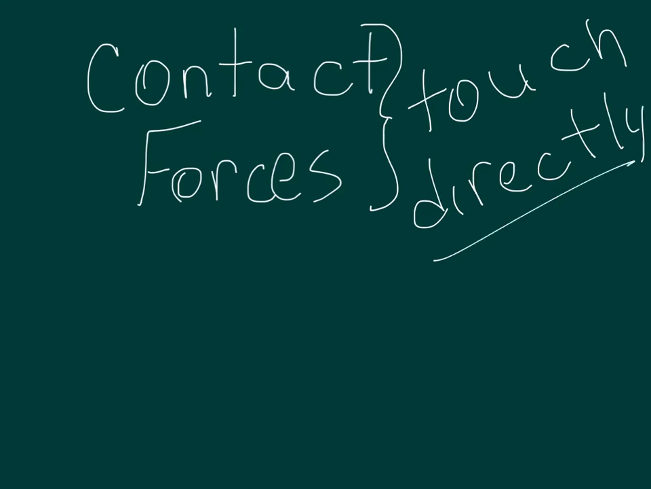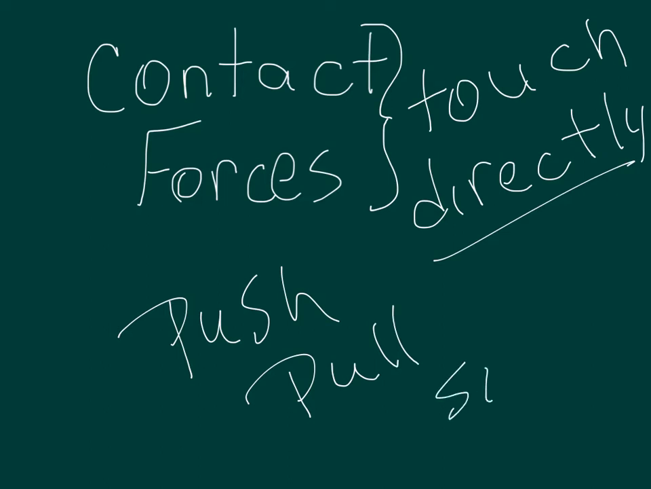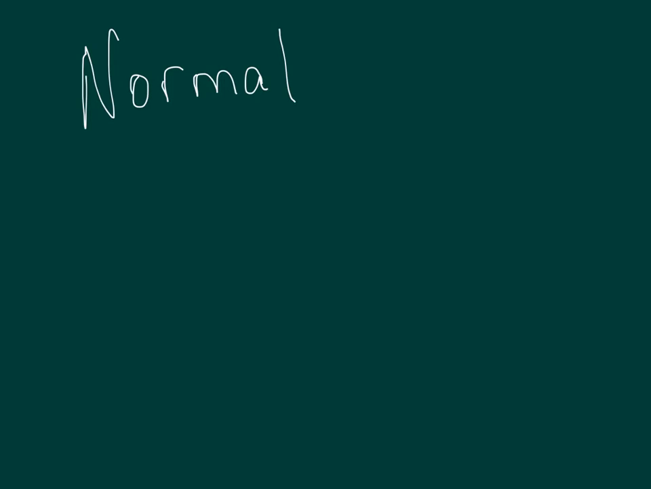They physically touch the object. It can be a push, it can be a pull, or it can just be sitting still. But there is a contact. In dealing with free body diagrams, one of these contact forces is our normal force. The normal force is when something is touching a surface. It is a surface contact.